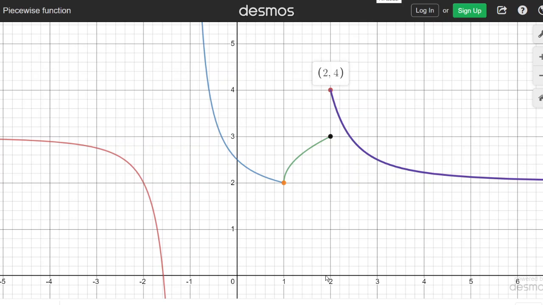3 looks right. The limit is 3 looks right. I think all of you guys got it, okay? And the limit is 3, okay?